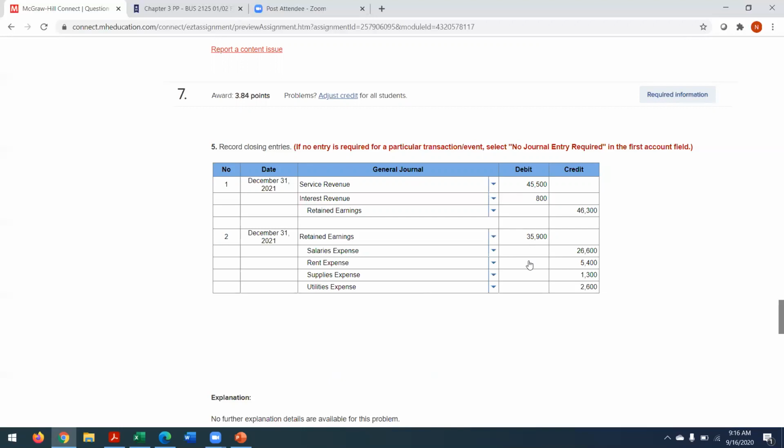What this closing entry does is it zeroes out what we call temporary accounts: revenues, expenses, and dividends. Any account in the income statement is temporary. And dividends are not in the income statement, but they are closed out also.